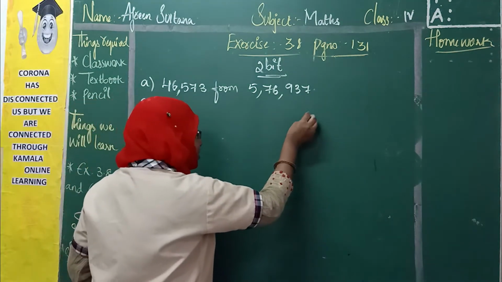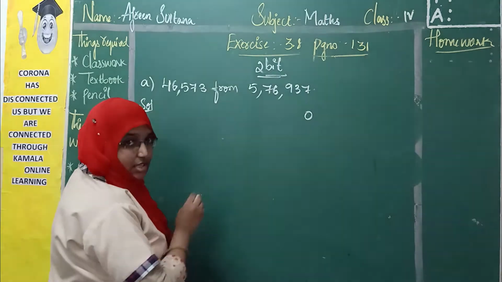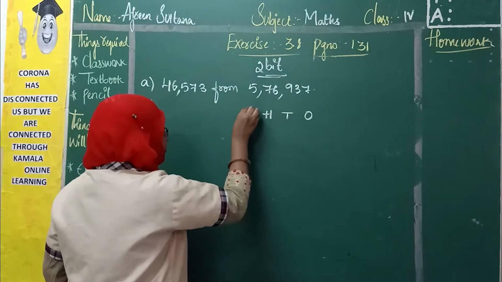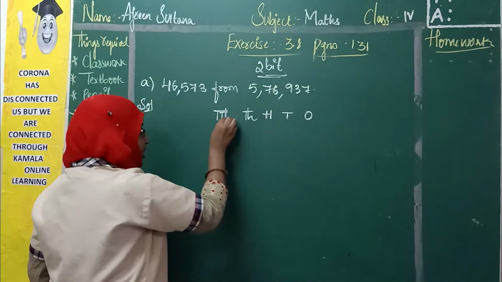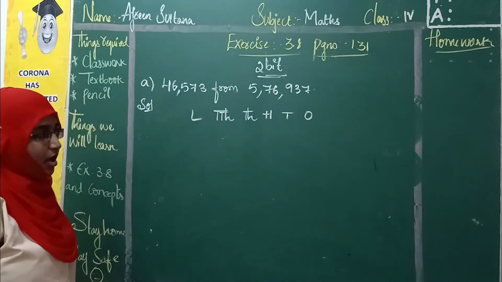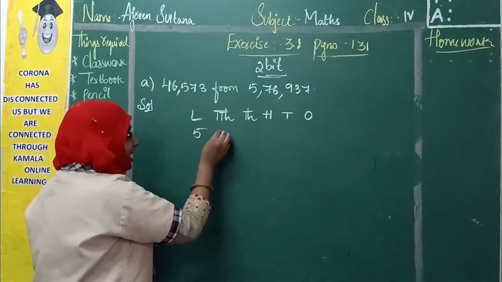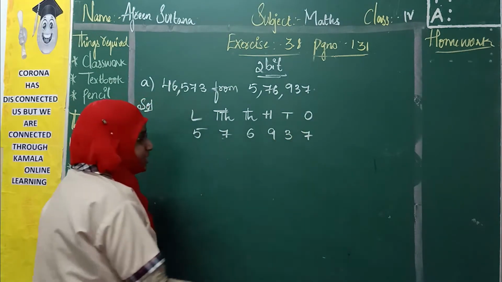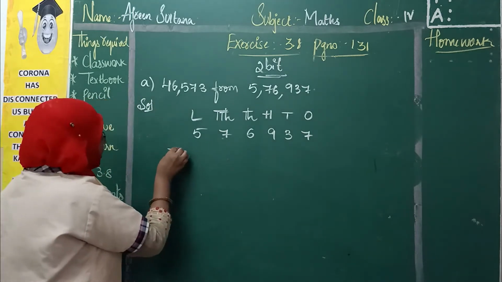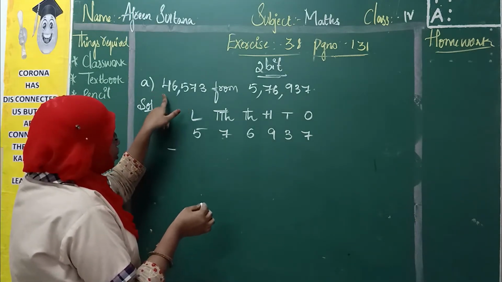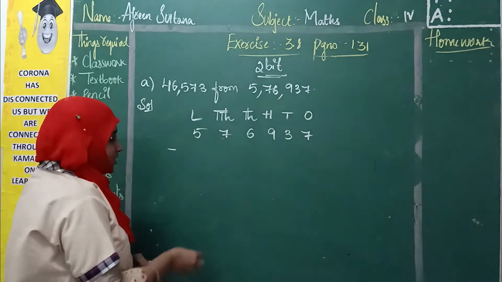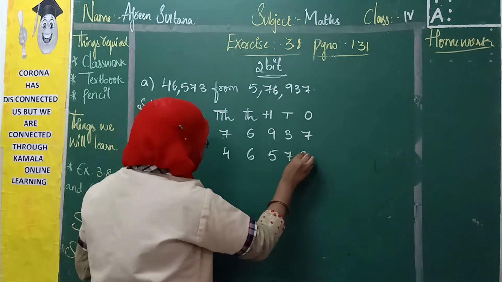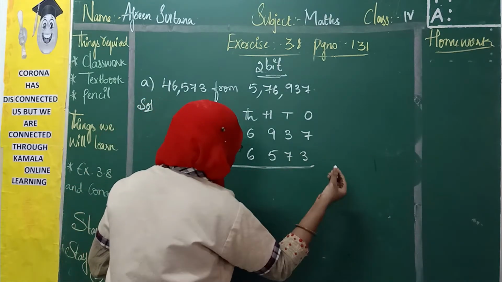So let us write. Please find on the top, this is the highest place, lakhs. Till lakhs we are going to write ones, tens, 100s, 1,000s, 10,000s, lakhs. Okay. Now let us write the values. 5 lakh 76,937. I am going to subtract. Now this is 46,000, so 4 should go at the 10,000 place. So 46,573. Now let us subtract.